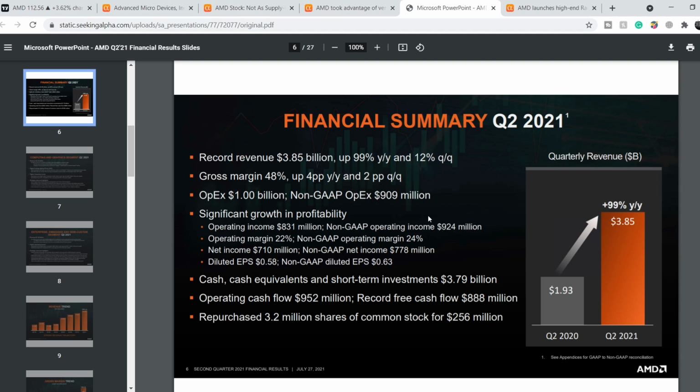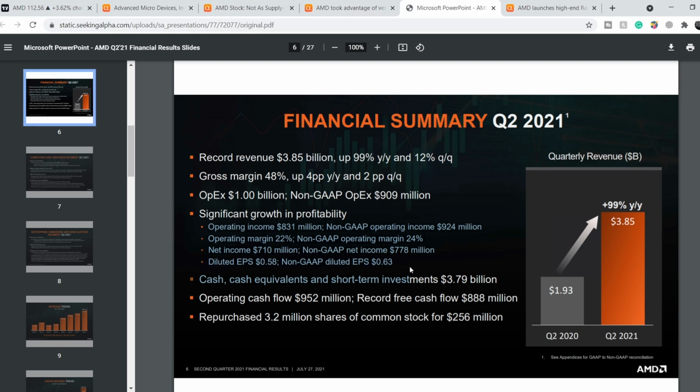We are on their financial results presentation, and here is the financial summary of Q2 2021, and let me quote you these bullets. Record revenue $3.85 billion, up 99% year over year and 12% quarter over quarter. Gross margin 48%, up 4 percentage points year over year and 2 percentage points quarter over quarter. OPEX $1 billion, non-GAAP OPEX $909 million. It is operation expenses. Significant growth in profitability. Operating income $831 million, non-GAAP operating income $924 million. Operating margin 22%. Net income $710 million, non-GAAP net income $778 million.